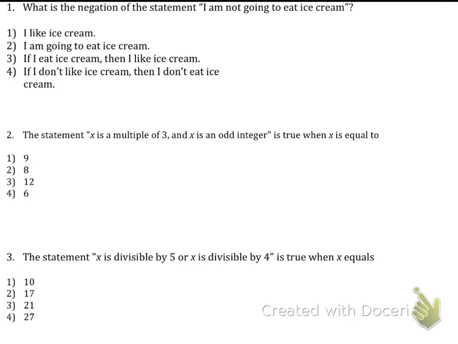Oh, hello. So let us look at the first exam and its solution. So here, what is the negation of the statement? Now, I like to highlight the word negation here. Whenever you use the word negation, it implies the word not.